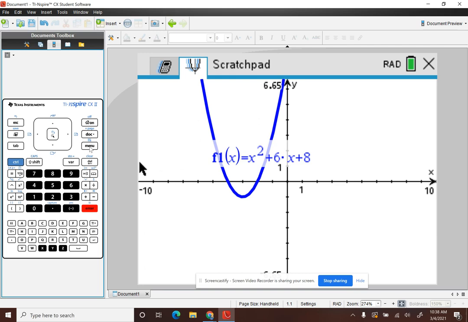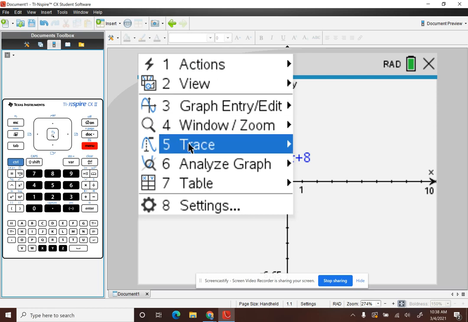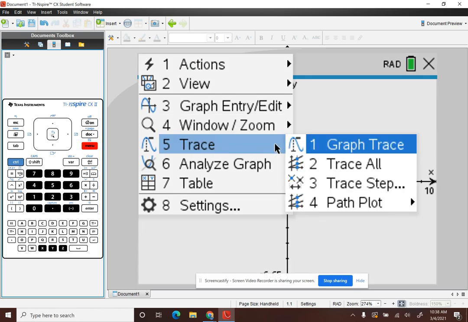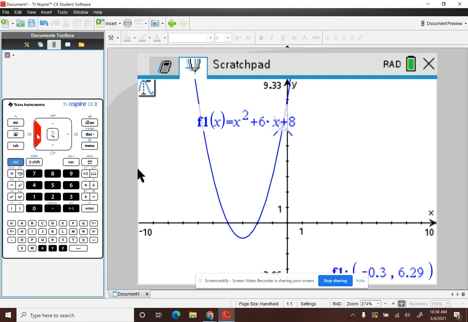So I could go to menu. If you don't know what to do, always hit menu. And notice it says, I've got something here that says trace and graph trace. If I go ahead and click that, notice it puts me a bullseye. That's what I like to call it, a bullseye on my graph. Now I can go over here and I can click my left button over here. You can see that highlighting in red over there on my calculator. And every time I click that, it's getting closer and closer and closer to hitting the x-axis.